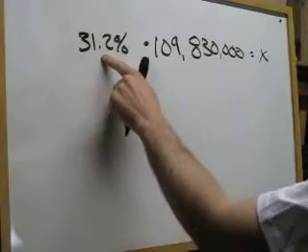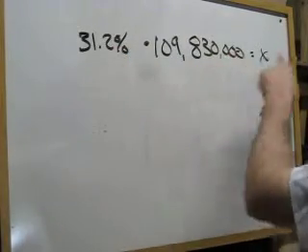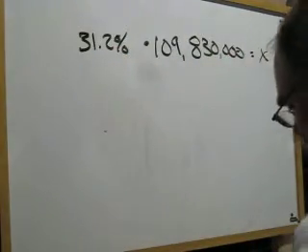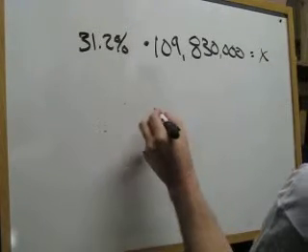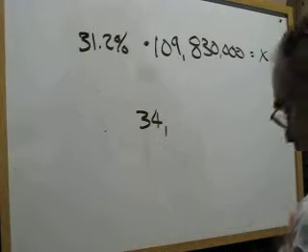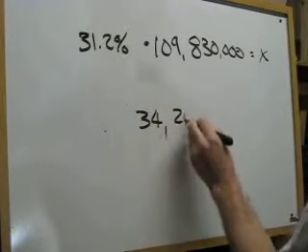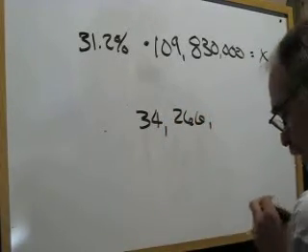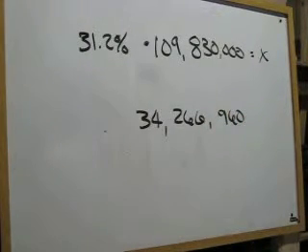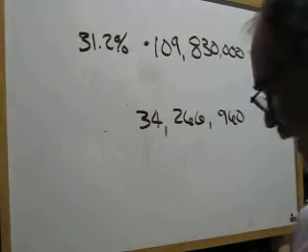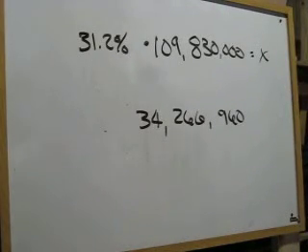Well, we take 31.2% times that, and that gives us our total number that have never been married, which ends up being 34,266,960. Hopefully most of those people in that number are less than 18. But anyway, that's problem set 7.3.